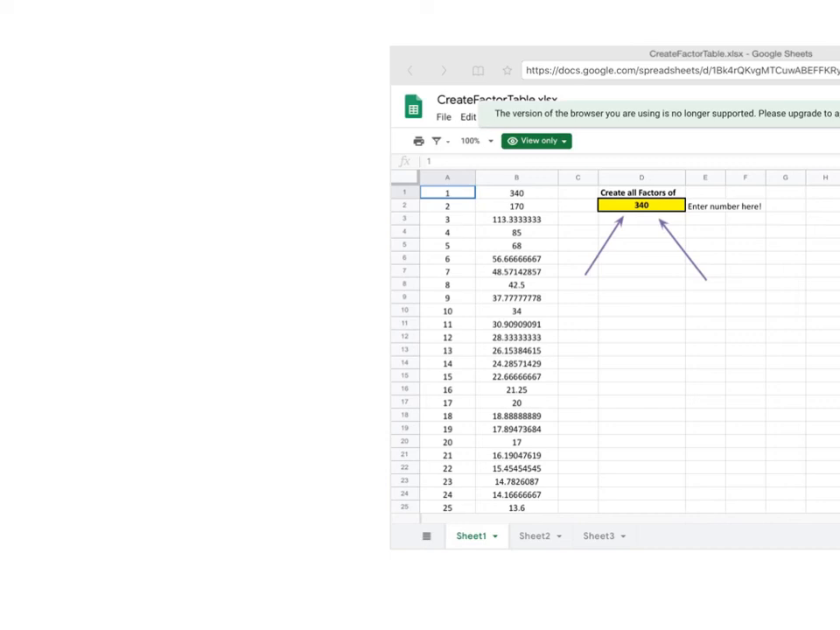Looking at the table and ignoring the decimals, the largest perfect square I can see is 4. 4 times 85. So the square root of 340, I'm going to rewrite as 4 times 85. I can take the square root of 4. It is 2. So 2 root 85 then is my answer.